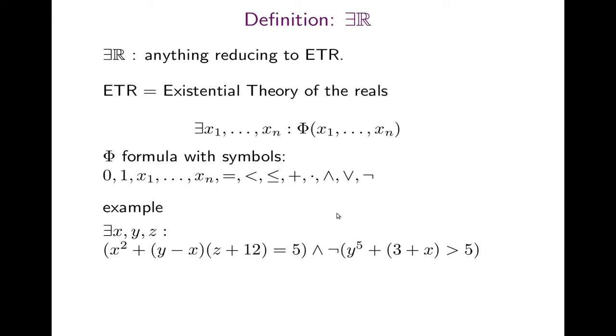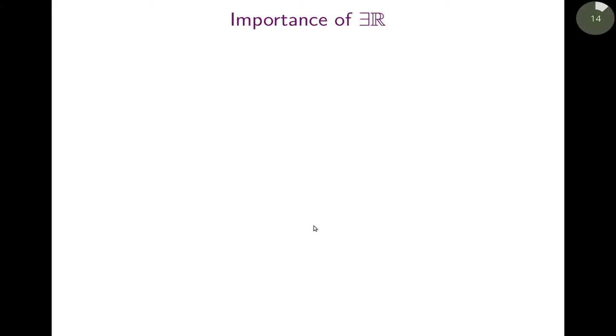So why is this class important? The importance of existential R. First note that it's very simple to see that NP is contained in existential R, because it's much more powerful. You have Boolean constraints, but you also have arithmetic constraints. You have variables which can take any value on the reals. In particular, you could restrict them to take only Boolean values, and then this is an easy reduction. Much more difficult is the containment of existential R in PSPACE.